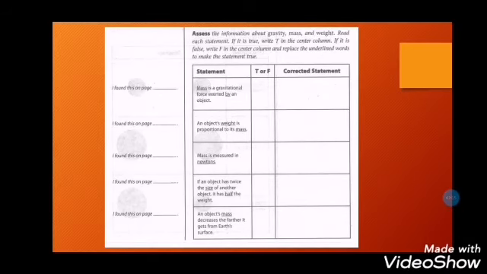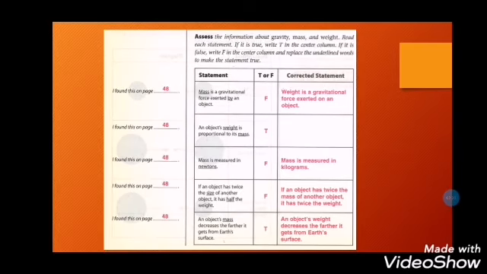Now, assess the information about gravity, mass, and weight. Read each statement. If it's true, write T in the center column. If it's false, write F in the center column and replace the underlined words to make the statement true. The answers are found on page 48.